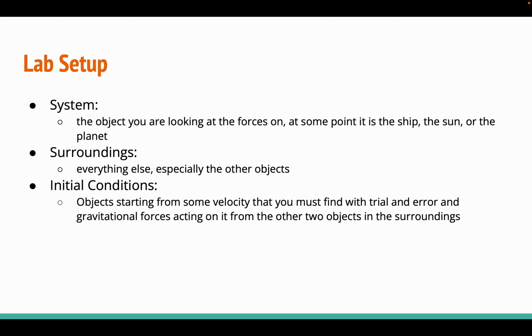So, the initial conditions is that the ship starts from some velocity that we need to find with trial and error, and the gravitational forces acting on it come from the other two objects and the surroundings that we use our fundamental knowledge of physics to find.